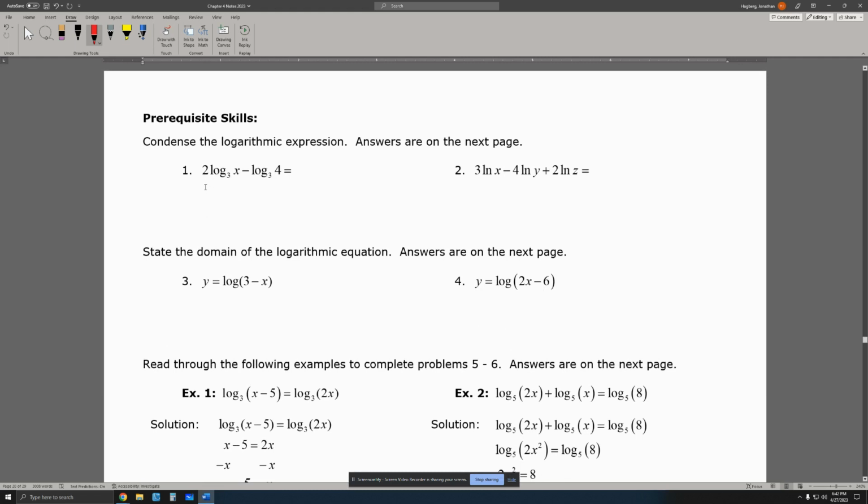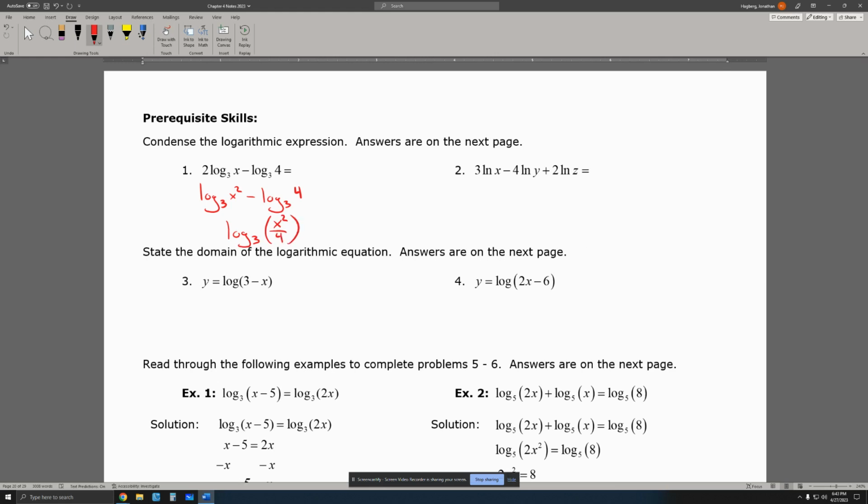So number one, first thing I noticed, that coefficient of 2, we can use our power rule for logs. So this is log base 3 of x squared, and then minus log base 3 of 4. And then we're subtracting these two logs of a common base, so we can use our quotient rule. This is log base 3 of x squared over 4.